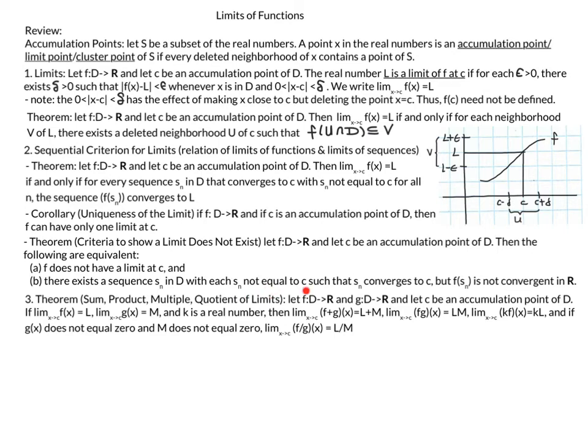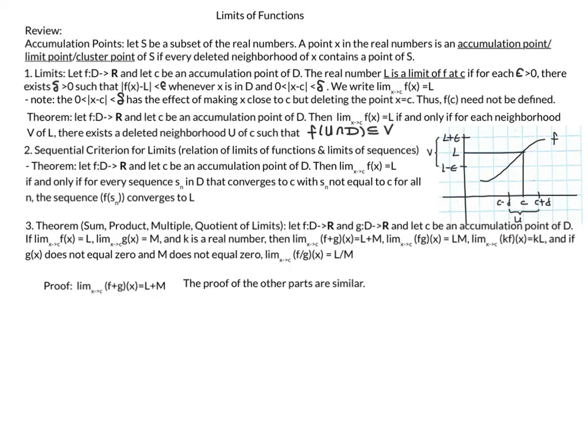So if we have two functions, f and g, from D to R, and c is an accumulation point of D, then if the limit of f of x as x approaches c is equal to L, and the limit of g of x as x approaches c is equal to m, and k is a real number, then the limit as x approaches c of f plus g is equal to L plus m. The limit of f times g is equal to L times m. The limit of kf is equal to k times the limit. And if g of x does not equal 0, then the limit of f over g is equal to L divided by m.